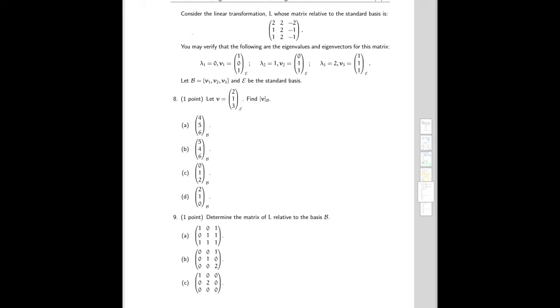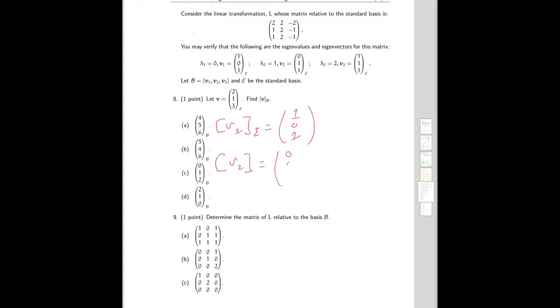Okay, so let's look at this problem. The last time I taught this class, I used slightly different notation, so let me just explain what some of this stuff means here. You probably get what I'm trying to say, but what this really means is the coordinates of V1 relative to the elementary basis are 1, 0, 1.